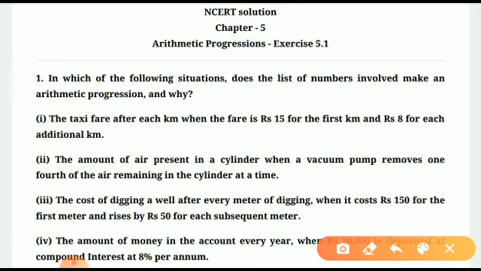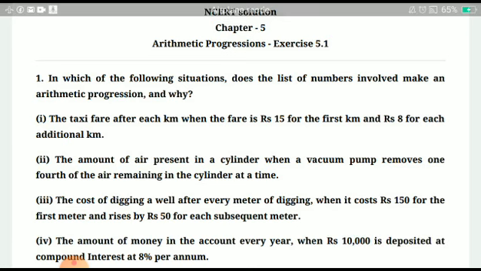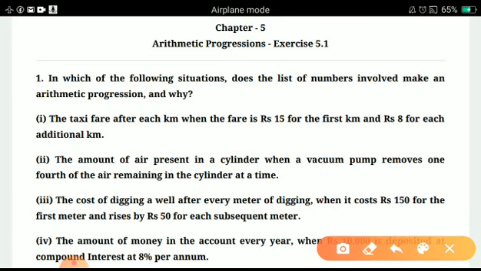So what is the minimum cost I have to give? Minimum cost I have to give is rupees 15. So my 15 will be the first term. See the next. For each kilometer, we have to pay an extra 8 rupees. That means the first term I'll be getting is 15. Then after 1 kilometer, I have to pay 15 plus 8. That means I have to pay 23 rupees.